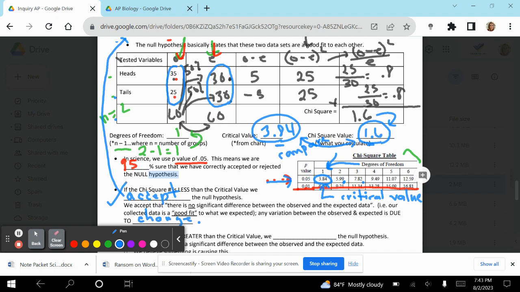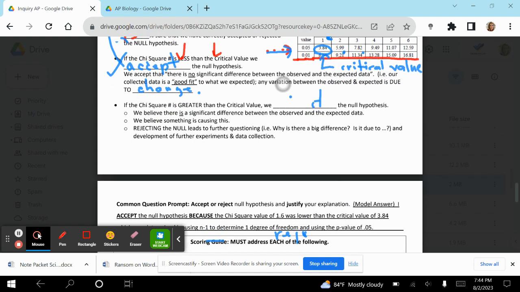But let's assume that our chi-square value was much bigger than that 3.84. If that's the case, I have summarized here what we would do. We would reject the null hypothesis. And what that would mean is, remember, our null hypothesis says 35 and 25 are a good fit. There's no difference between those numbers and 30 and 30. If we reject that, then what that means is 35 and 25 are too far off from 30 and 30.